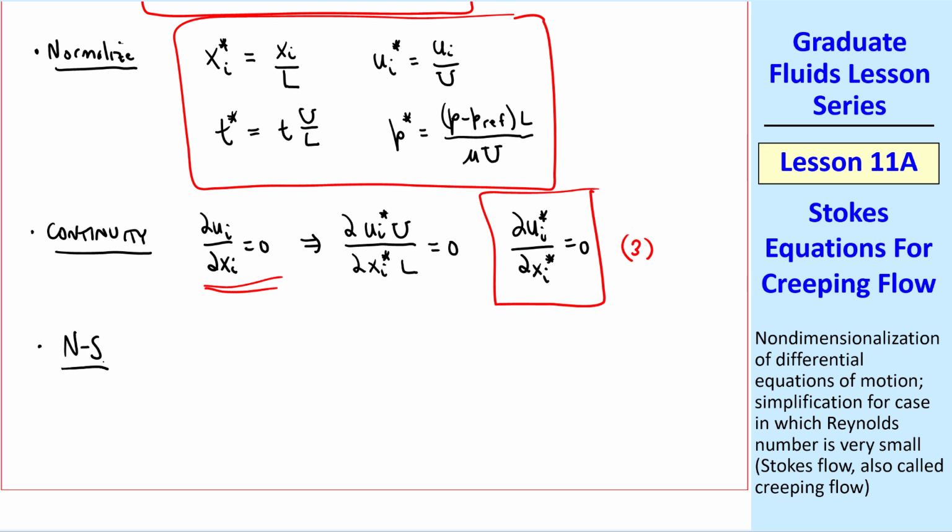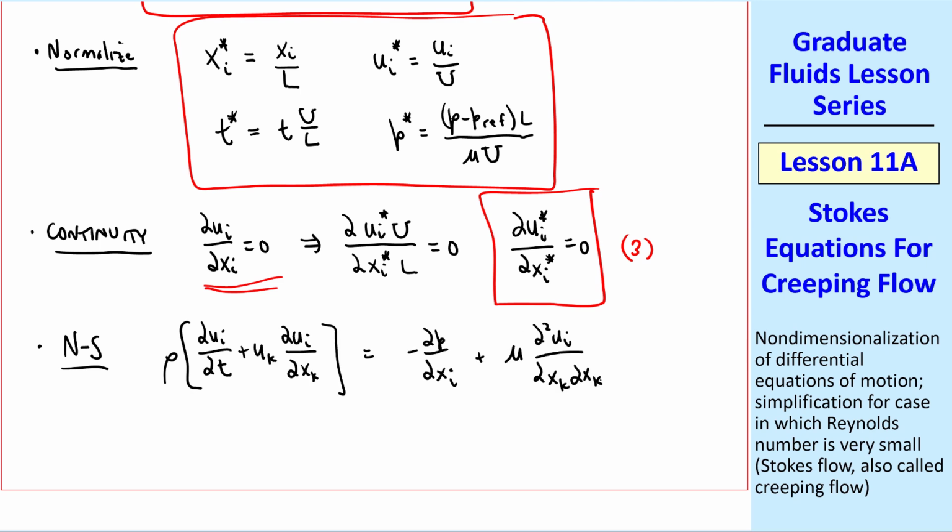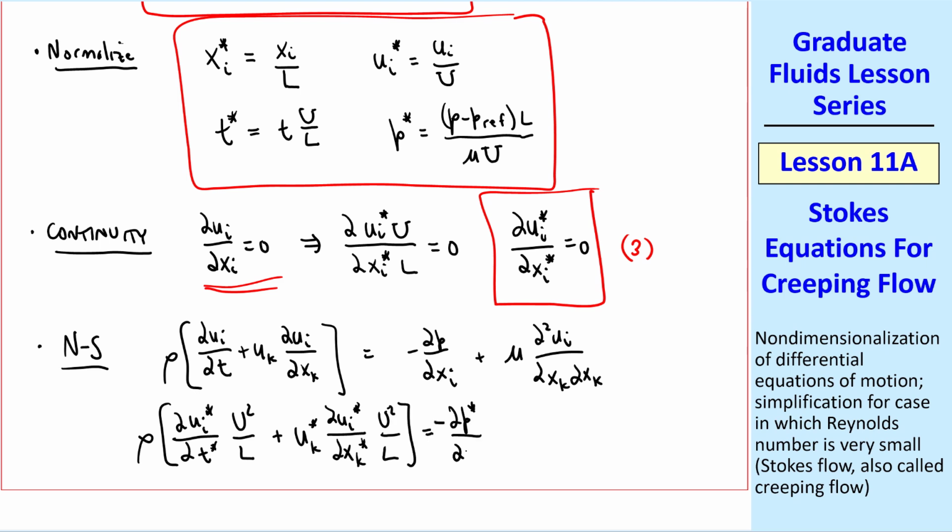Let's do the same with the Navier-Stokes or momentum equation. I'll rewrite the equation here, ignoring the gravity term. Again, plugging in our normalized variables, this becomes rho ∂ui*/∂t* U squared over L plus uk* ∂ui*/∂xk* U squared over L equals minus ∂p*/∂xi* mu U over L squared plus mu ∂²ui*/∂xk*∂xk* U over L squared.